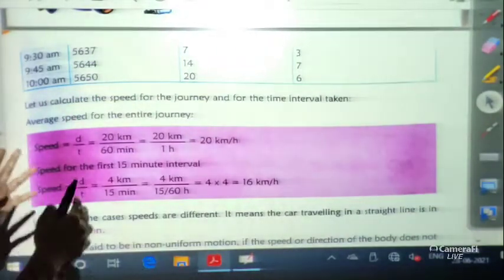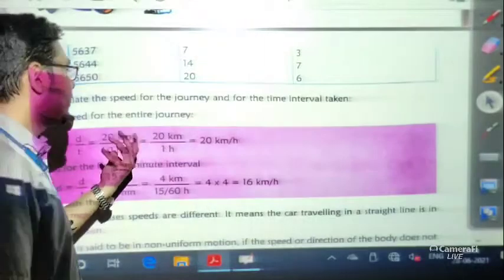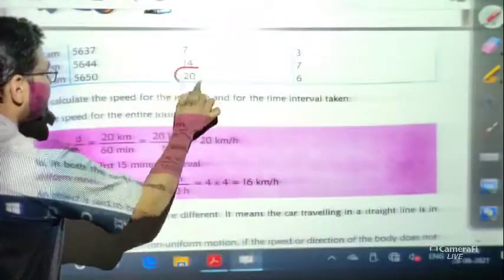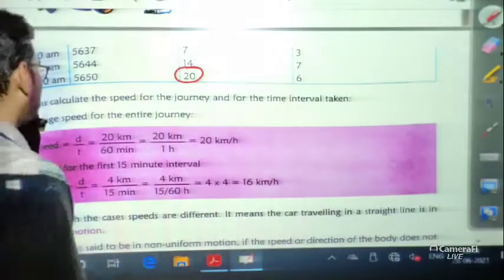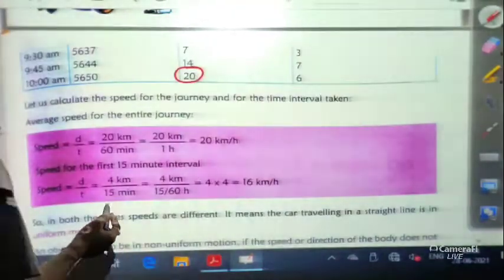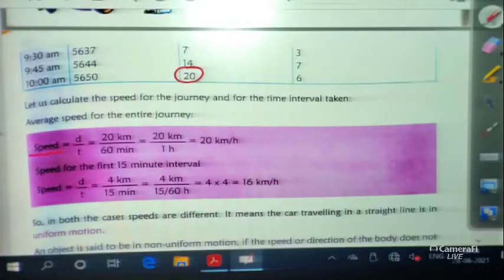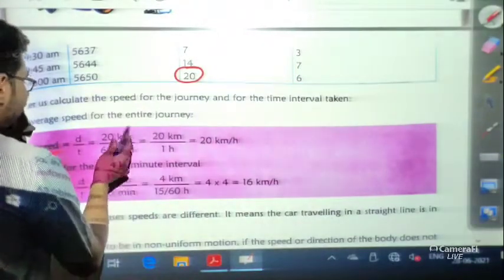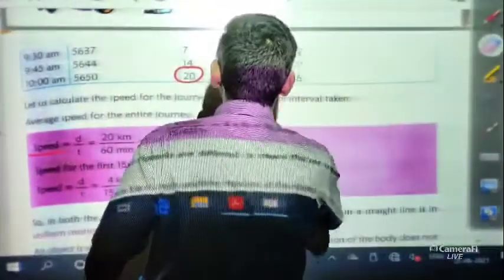First of all, let us calculate the total speed of the journey. What will be the total speed of the journey? Just have a look. Total distance is 20 and total time will be 60 minutes. Speed is equal to distance by time. So 20 kilometer is the speed, and distance is equal to... let me show you the distance first.